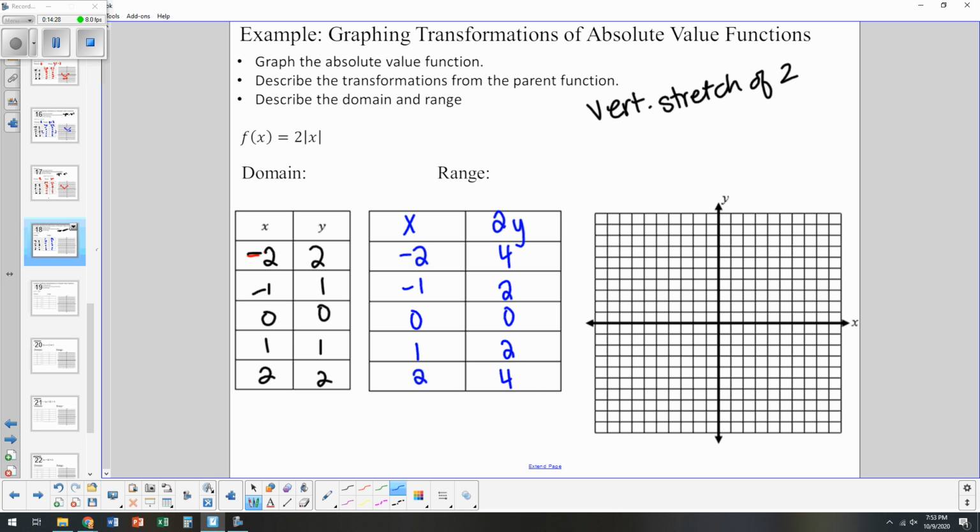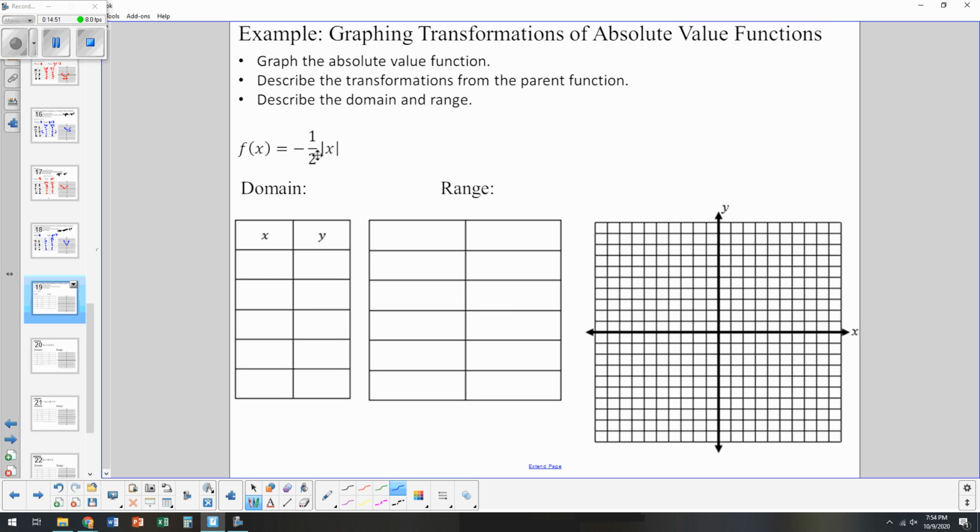So now we have -2, 4, -1, 2, 0, 0, 1, 2, 2, 4. And notice this one is much more narrow than the previous ones. So domain is still all real numbers. And my lowest point here was at 0, 0. So y is greater than or equal to 0.